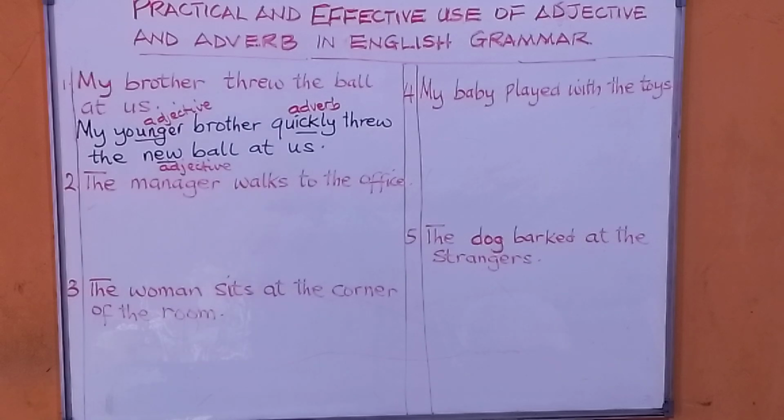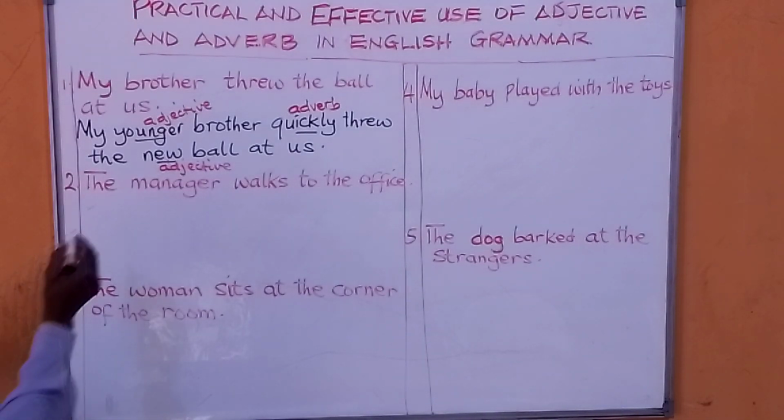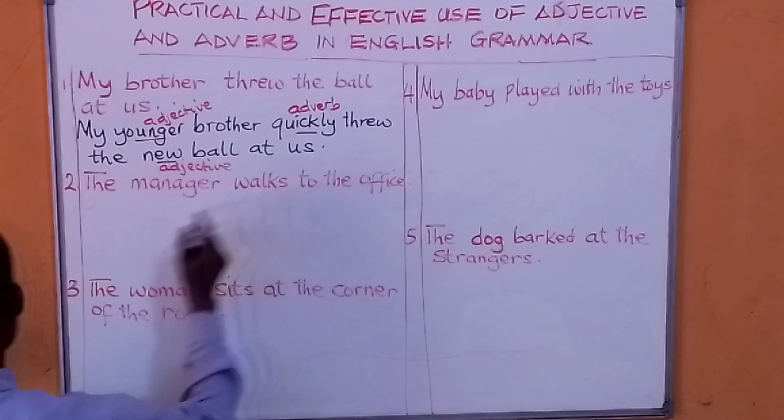How do you like that? Instead of just saying, my brother threw the ball at us, now I say, my younger brother quickly threw the new ball at us. You can get more information from the sentence now, how it is framed. Let's go to the second one. The manager walks to the office.